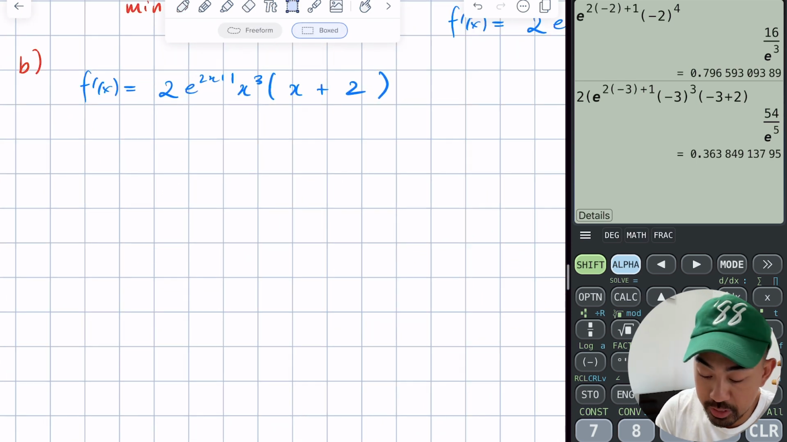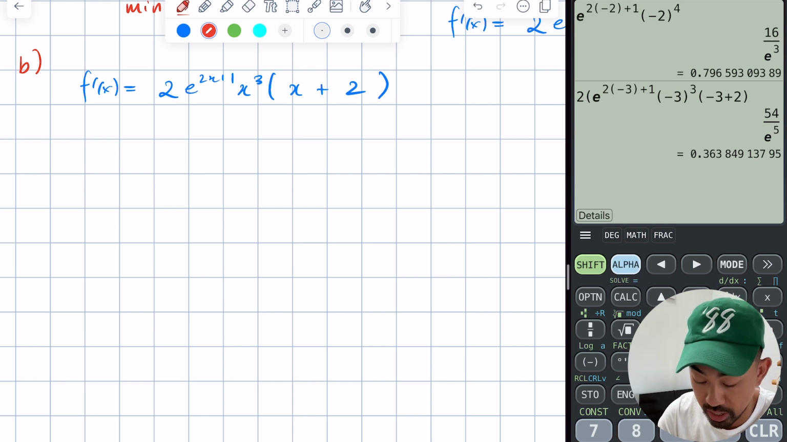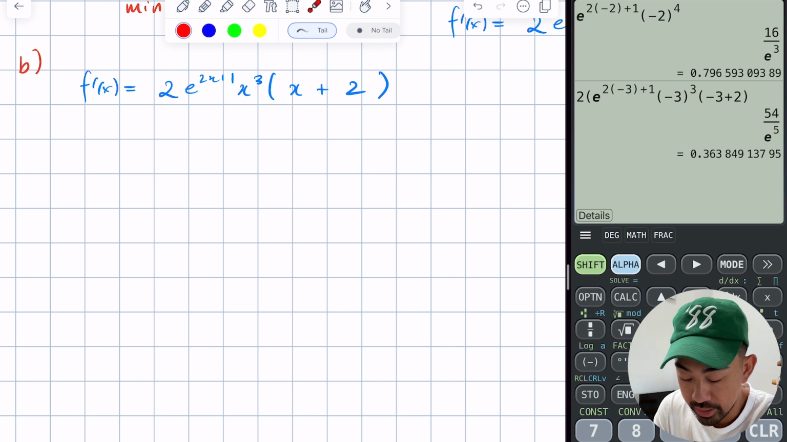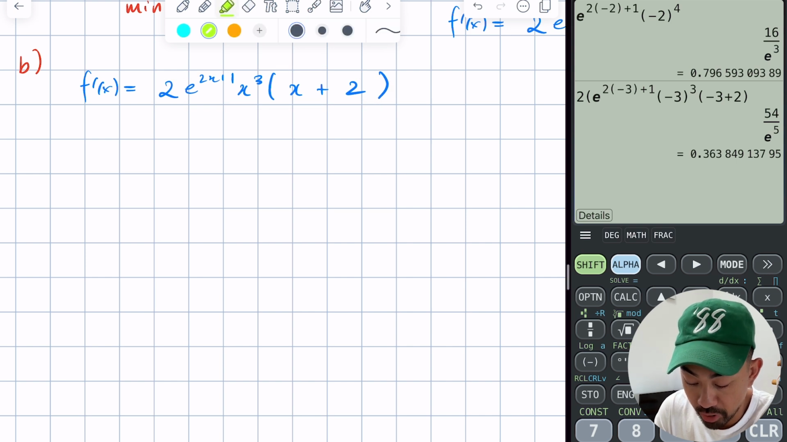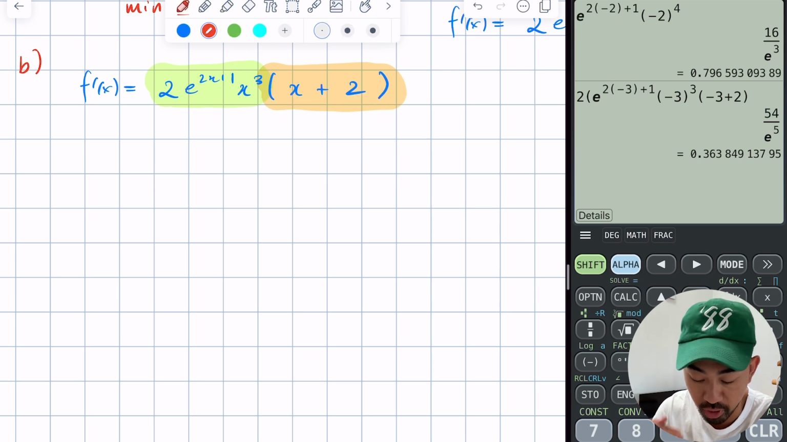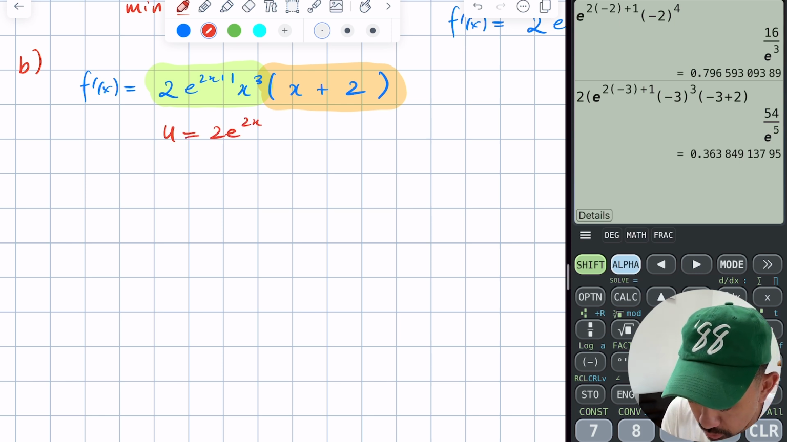All right, so part B asked me to find any points of inflection. That means we've got to find f double dash x. So we need to differentiate this whole function here. Now, I'm going to break this up into my u here and my v there, and I'll see how I go, because I'm going to have to apply the product rule a couple times, as you can see. So u is equal to 2e^(2x+1) x cubed, and v is equal to x plus 2.